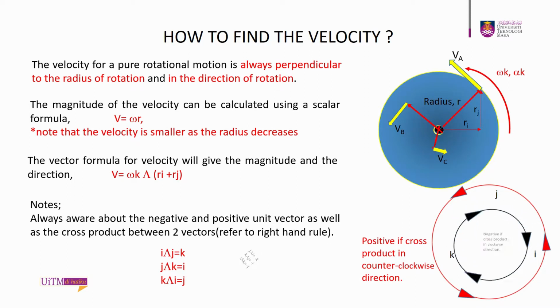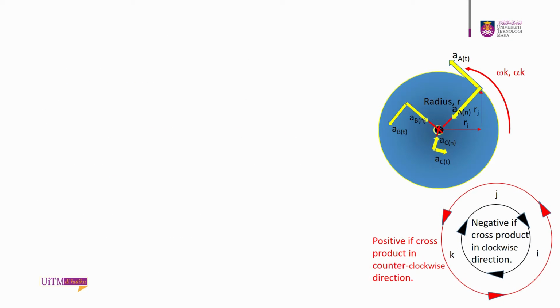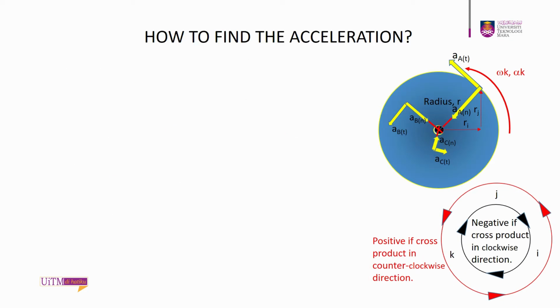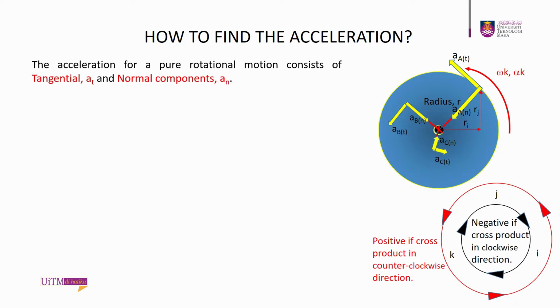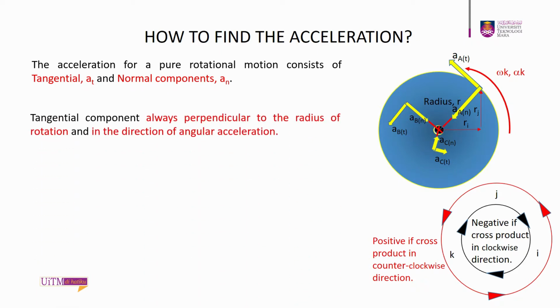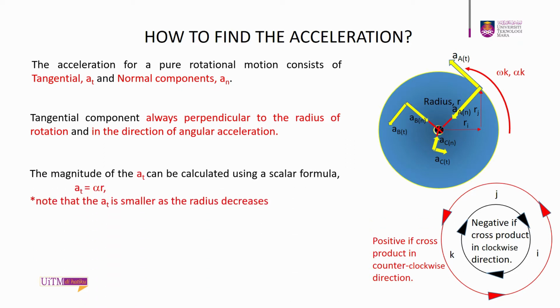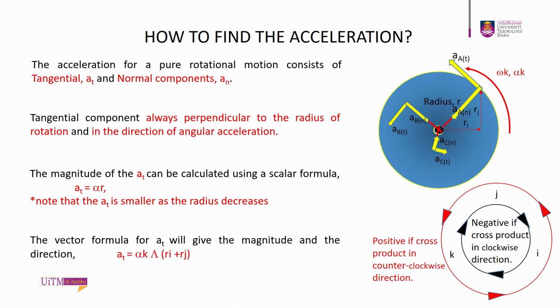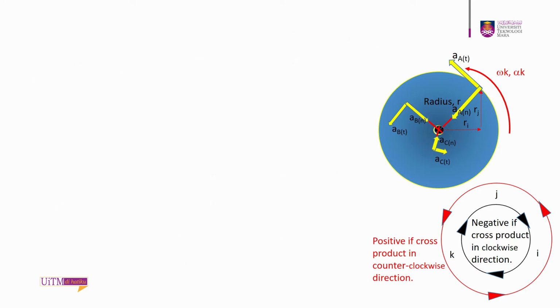What about acceleration? The acceleration of a pure rotational motion consists of tangential acceleration and normal acceleration, a_t and a_n. Tangential is always perpendicular to the radius of rotation and the normal component is always pointing towards the point of rotation, and the magnitude is given by omega square r.